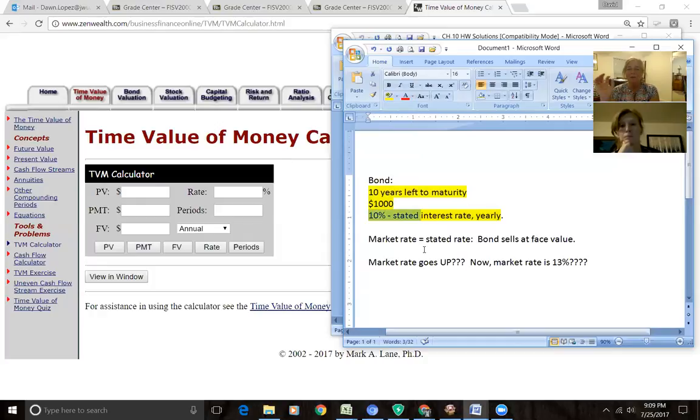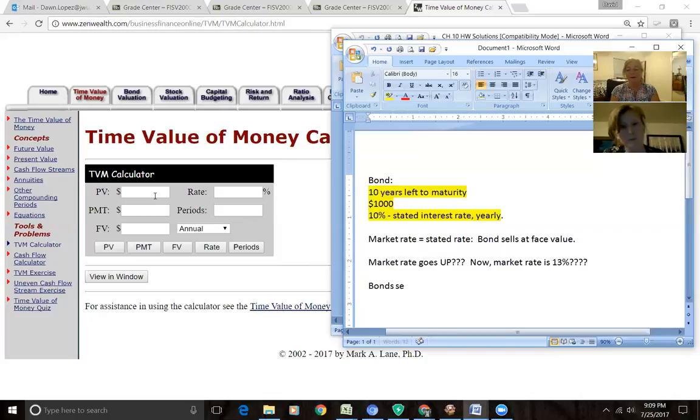So what do you think you would have to do to inspire somebody to buy it? Do you think that they would buy it for more than 1,000 or less than 1,000? Less than 1,000? Absolutely. They're going to buy it for less. So when the market rate goes up, the value or the price of the bond goes down. It's an inverse relationship.